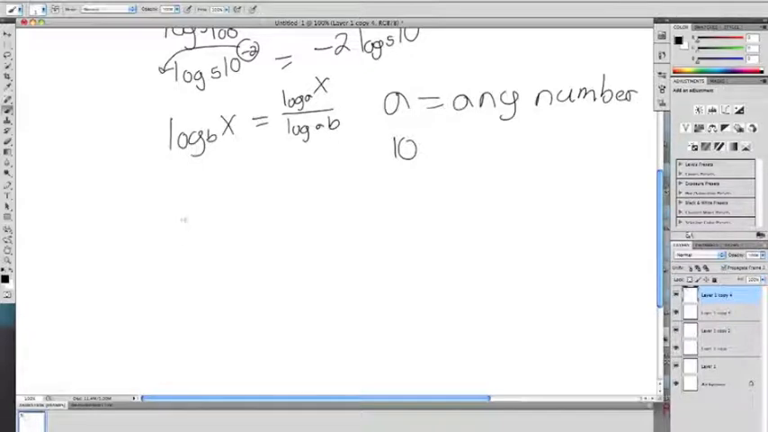Now let's say you have something like b to the power of log base b of x. It actually just crosses out and you just get x. So this equals x. Just keep that in mind.